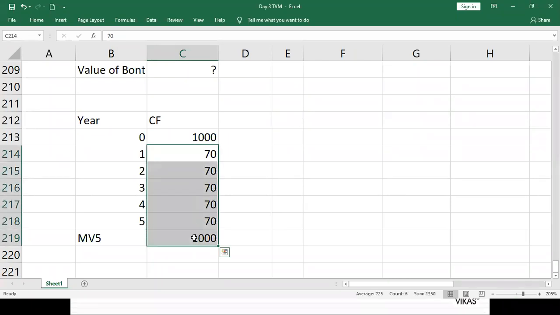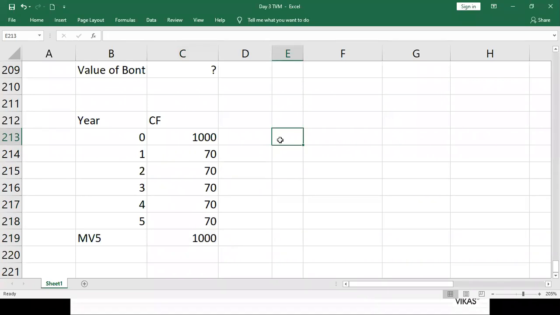These values are present values or future values. Right, good. Now we have to convert into its present value. To convert to present value, we have to do a discounting.